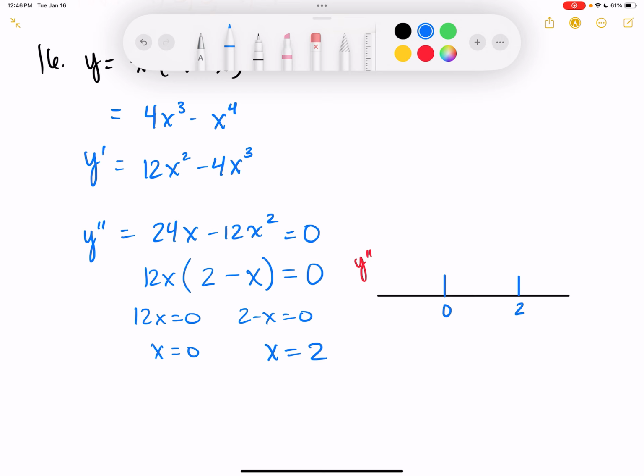If I put in negative 1, you would get negative. If I put in a 1, you would get positive. If you put in a 3, you would get negative.